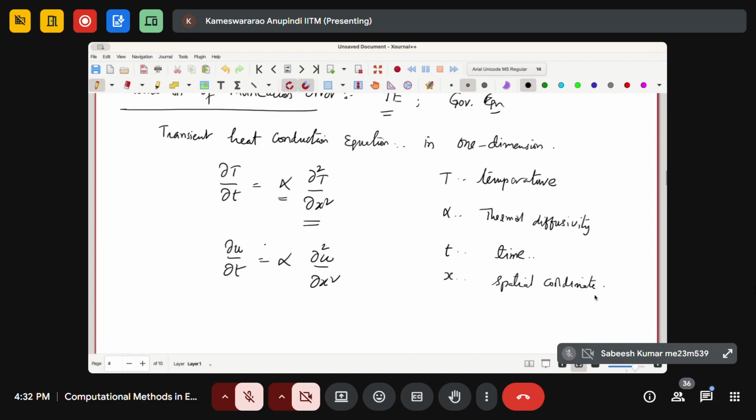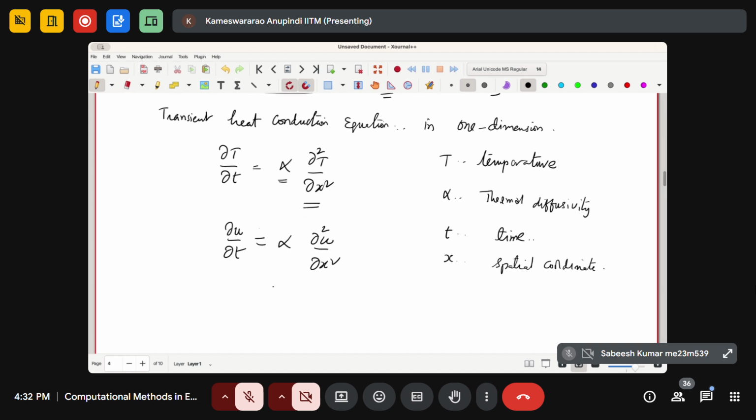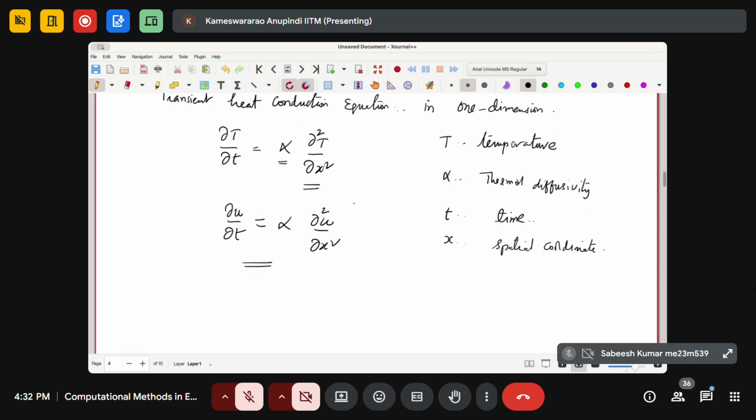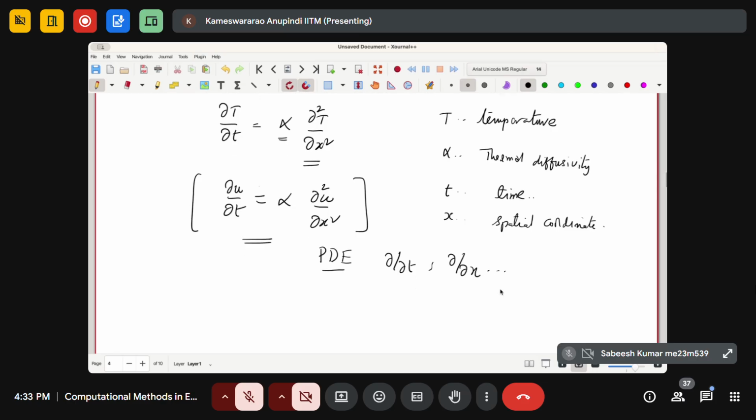Fine, that's what we have. Now, okay, what does this mean? Of course, we can solve for this. But what kind of equation is this? It is a partial differential equation, because there are derivatives with respect to time as well as derivatives with respect to space. So as a result, this is a partial differential equation, right? This is not an ordinary differential equation.